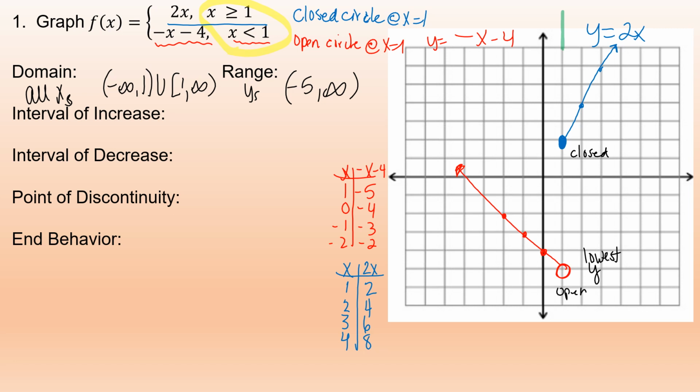Okay, when we're looking at intervals of increase and decrease, we are looking across the domain for both of these. So we're going to split up the domain and see which section is decreasing and which section is increasing.